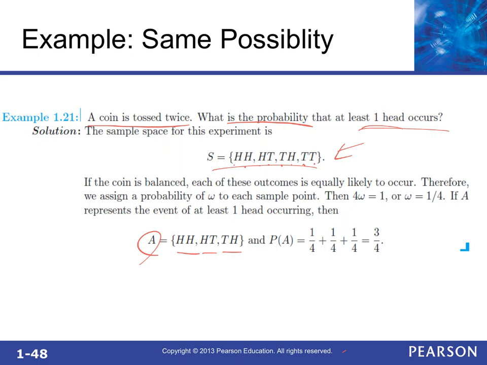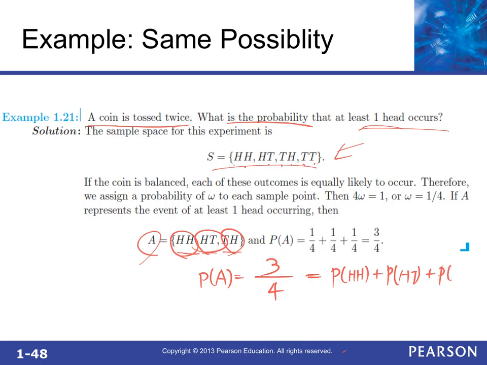And in this case, all three events are mutually exclusive, so this P(A) may be just like this, or we can add the probability of each event, and this is 1/4, this is 1/4, this is 1/4.